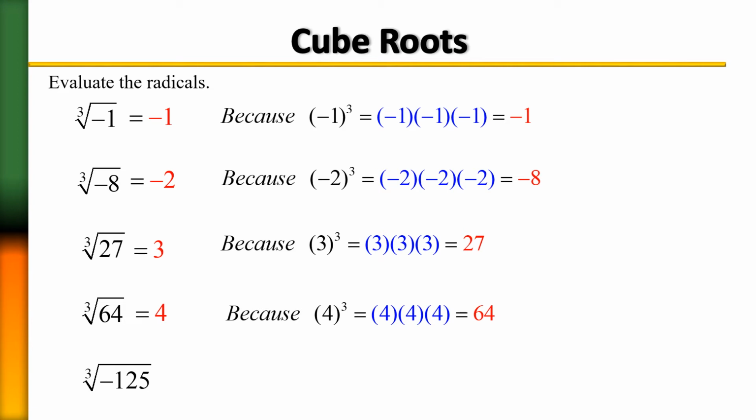Lastly, what is the cube root of negative 125? What I want to know is what number, when I multiply it 3 times, will equal negative 125. Do you know what that number is? If you said negative 5, then you are correct, because when you multiply negative 5 3 times, you are going to get negative 125. And there you have it, cube roots.